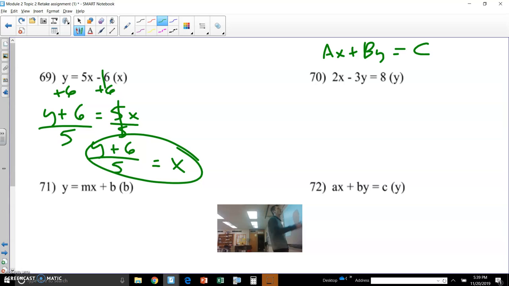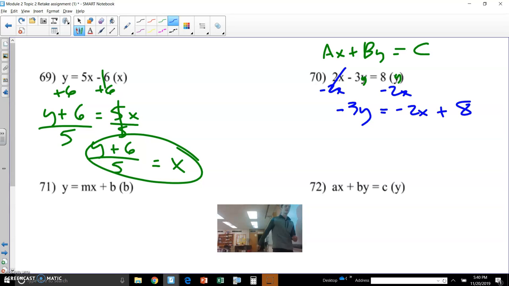Let's solve for the given variable. They want us to get y by itself. So let's start by subtracting 2x over to the other side. Now some students want to do 8 minus 2 here to get 6, but these aren't like terms. You really can't do 8 minus 2x. So I want to start by doing negative 3y equals negative 2x plus 8. Now some people may have put 8 minus 2x, not a big deal.